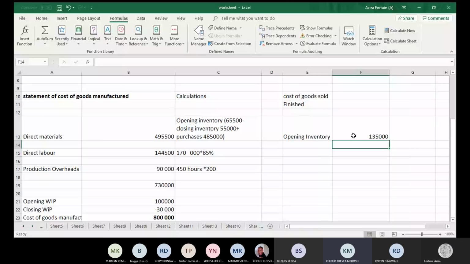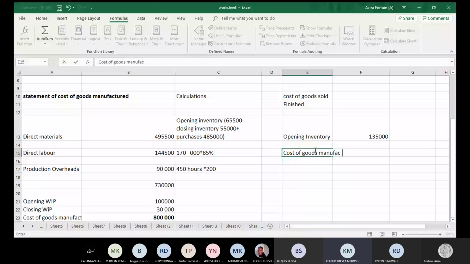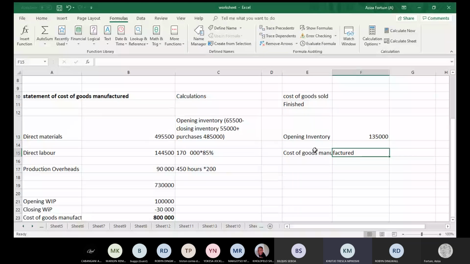Okay, thanks. Okay, what was the cost of goods manufactured? Isn't it 800,000? We just calculated it now. Yes. Okay, so what is our closing inventory?